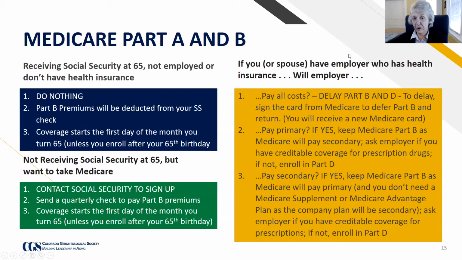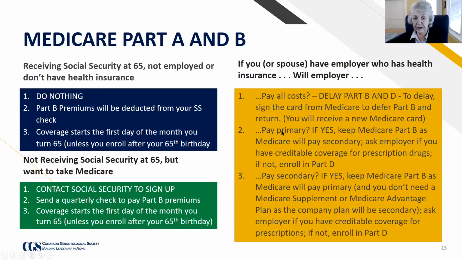If you or a spouse are employed and you have health insurance and your employer is going to be involved, then you will be in the yellow box. So we have to look at 3 different ways that the employer can be involved. They can pay all of the costs, and if so, you will delay Part B and D and will apply for an SEP, or a special enrollment period.